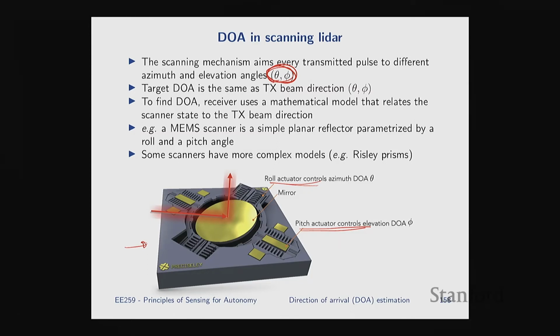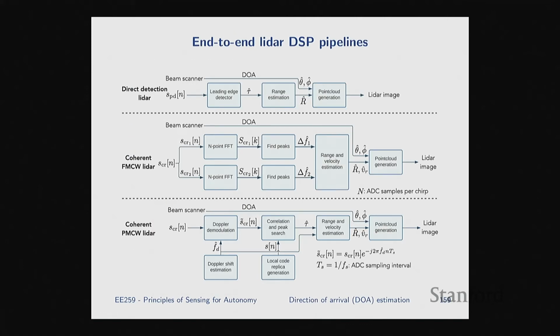And that's it. So DOA in LiDAR is generally very simple, or in comparison to radar, I should say. It's much simpler. There's no added DSP overhead, but it requires accurately modeling whatever beam scanning method you're using, and using proper models so you don't get distorted point clouds. Okay. So we're pretty much done with the discussion of LiDAR. Just to recap, let's look at the end-to-end DSP pipelines for different types of LiDARs we discussed.